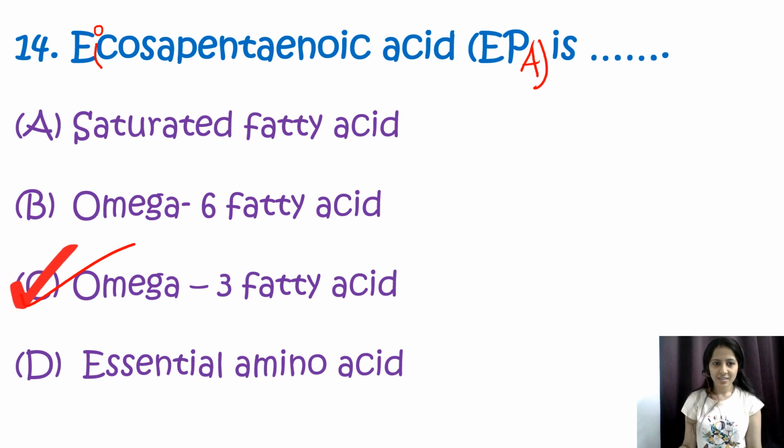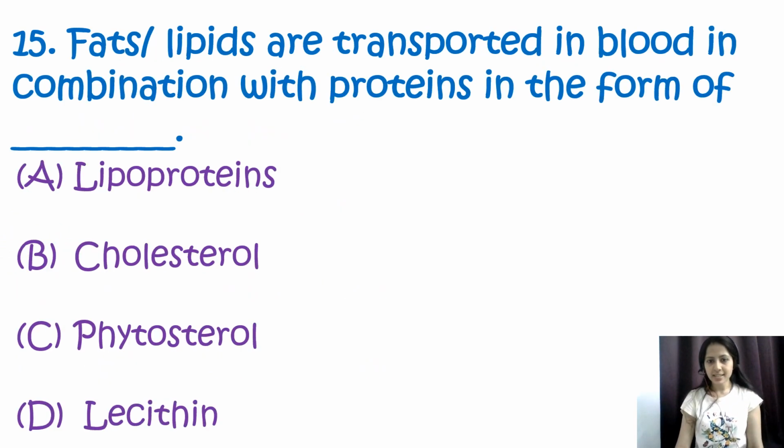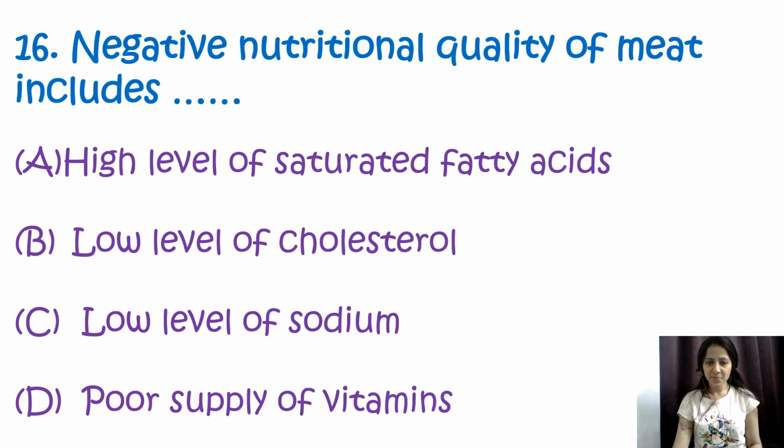Next question number 15. Fats, lipids are transported in blood in combination with proteins in the form of, so options are lipoproteins, cholesterols, phytosterols, or lecithins. So over here my correct option is A, that is lipoproteins. These lipoproteins are complex particles which are composed of lipids such as cholesterols or triglycerides and proteins. Whereas cholesterols, phytosterols and lecithins are components of these lipoproteins. So over here my correct option will be option number A, that is lipoproteins. Question number 16.